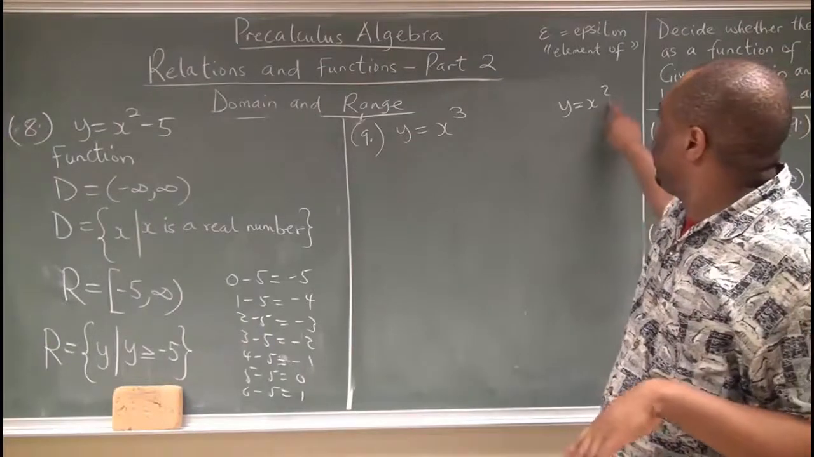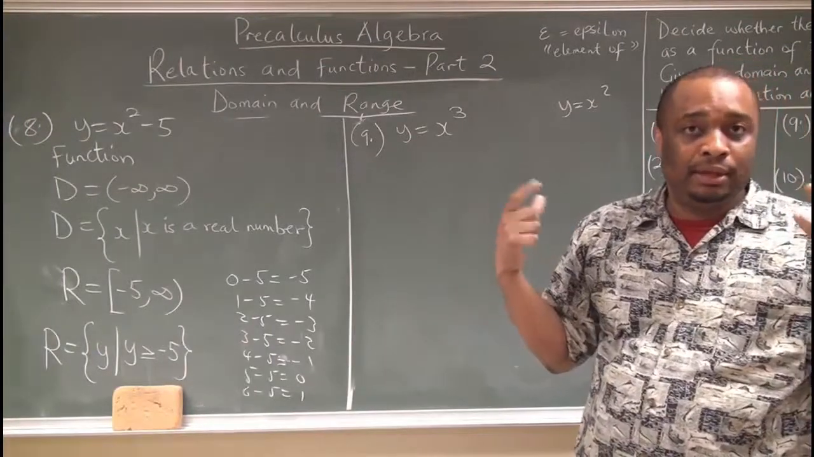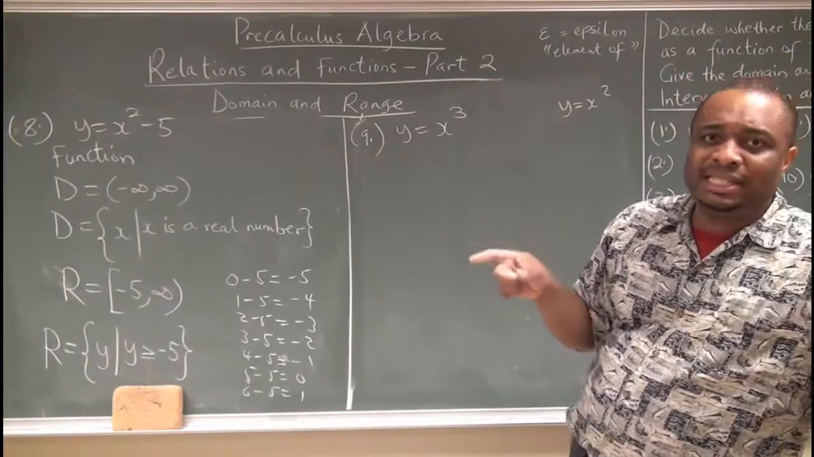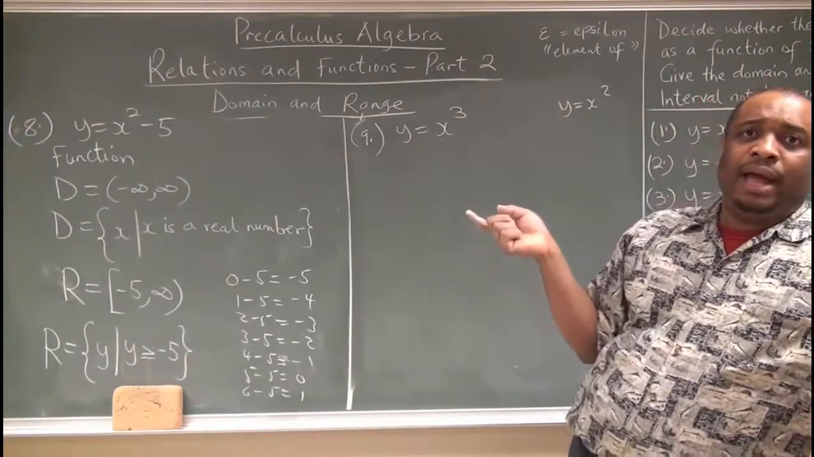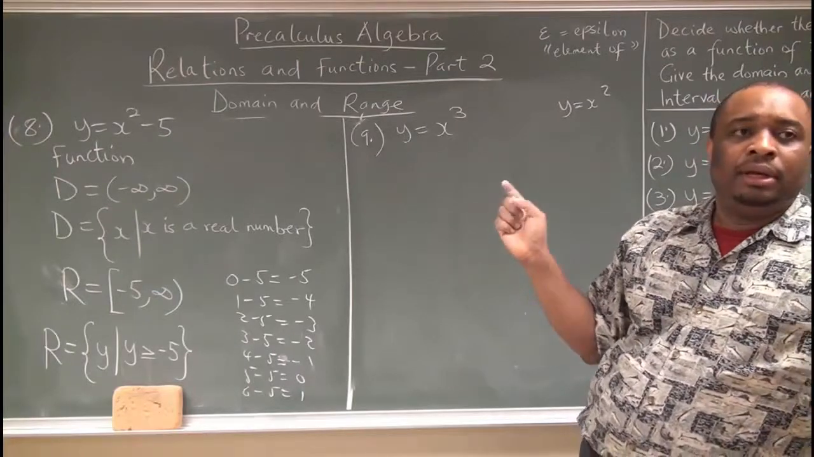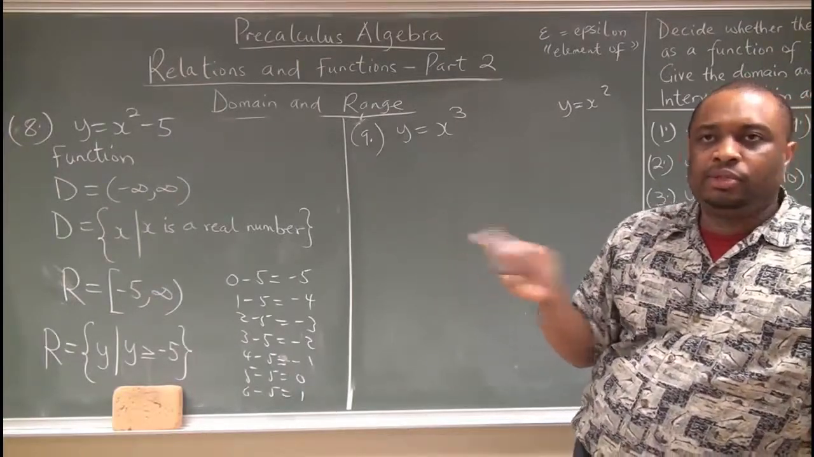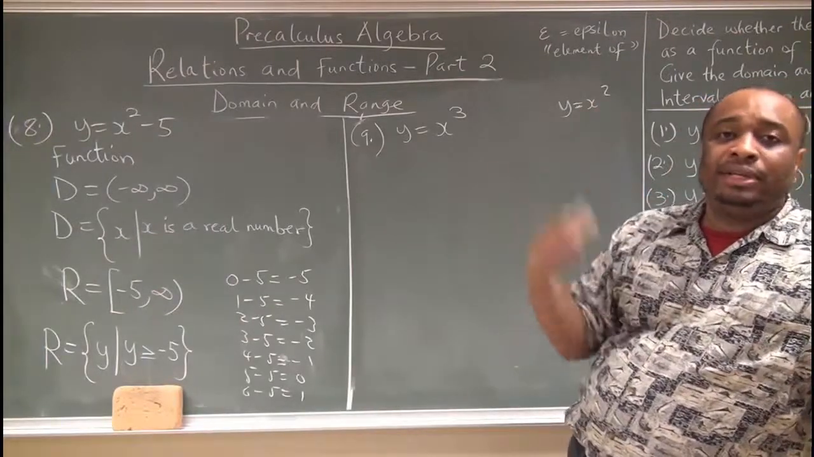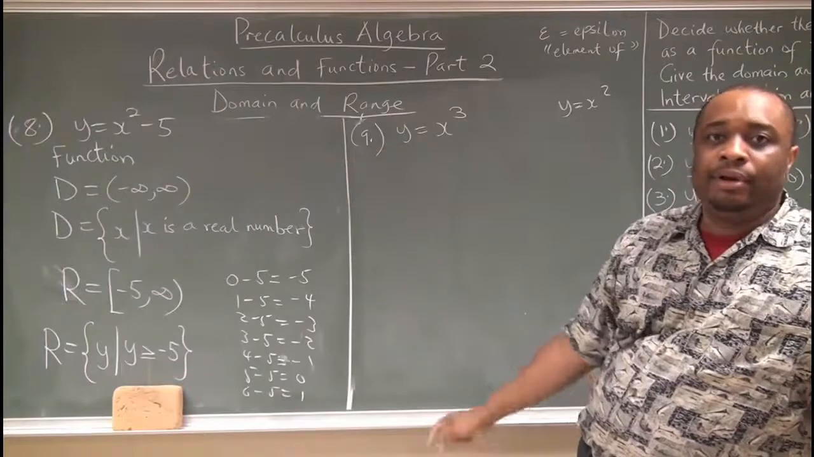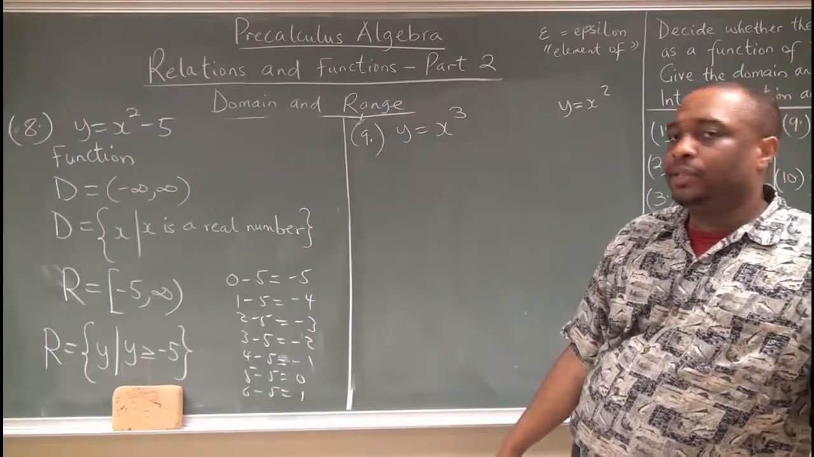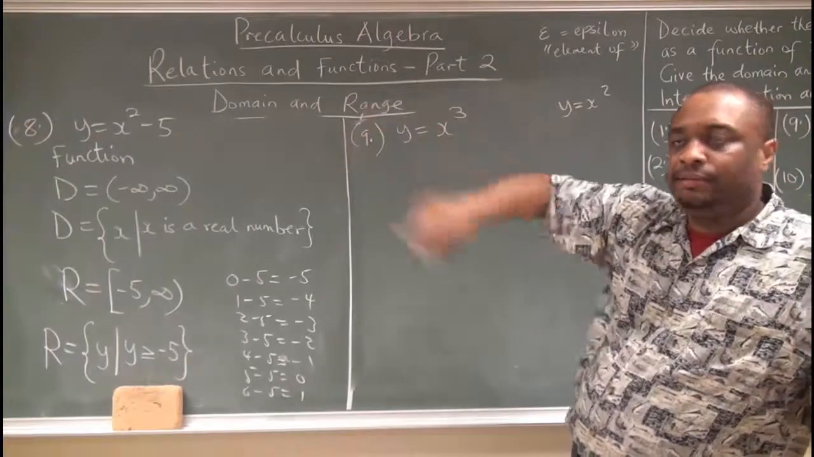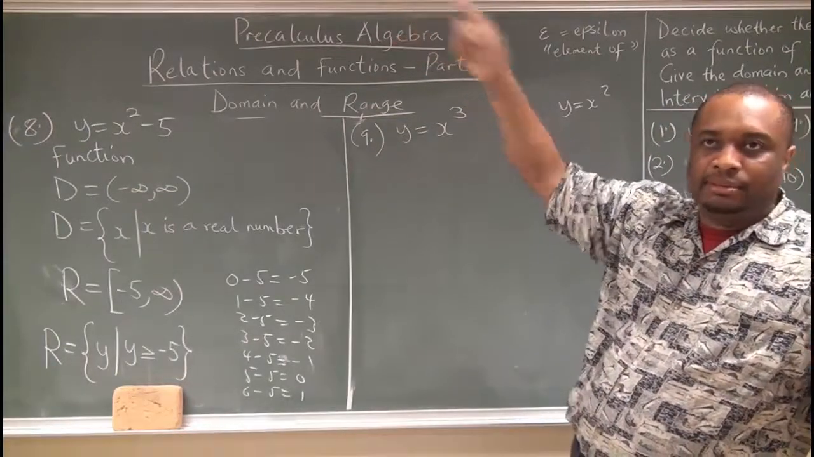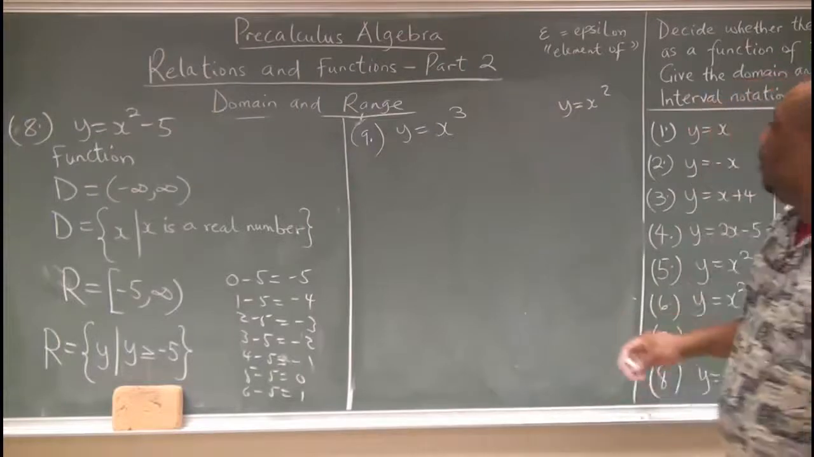Yeah, because the square of any real number, excluding 0, is going to be positive, right? Square of 0 is 0. Then the square of all other real numbers will give you positive. So from 0 to positive infinity, okay? Or you just say a set of non-negative numbers. All right.